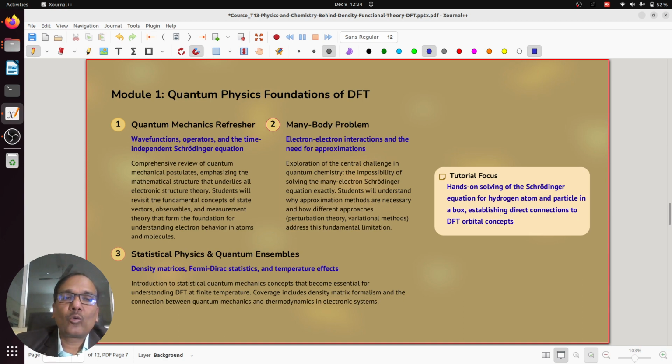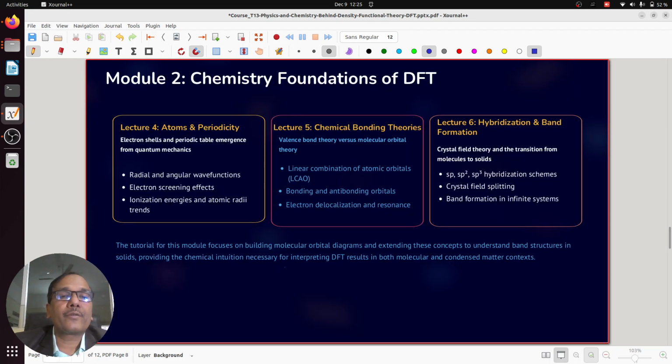Module 1 will include three lectures. We will begin with a quantum mechanics refresher. Then we will move to the many-body problem, the solution of the Schrödinger equation for many bodies and the problems therein. Then some statistical physics and quantum ensembles to understand the basic mechanism of many-electron systems and the effect of temperature and other physical parameters.